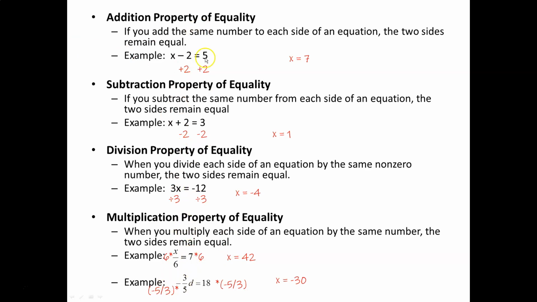Basically, what all of these properties are saying is what you do to one side, you have to do to the other to keep it equal.